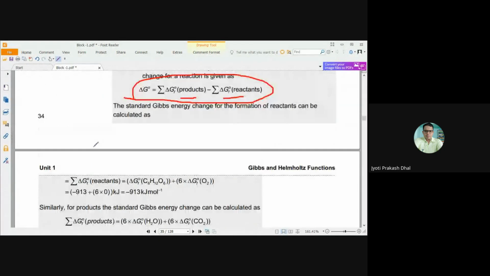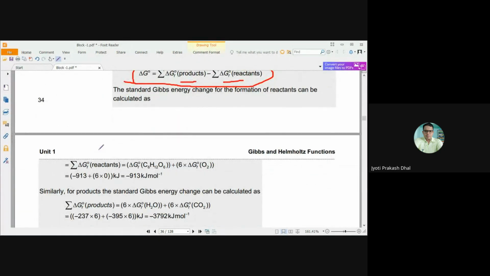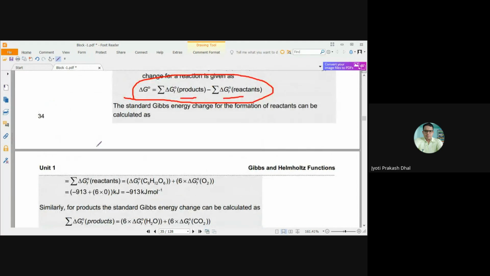First you calculate the del G F naught values of the reactant minus del G F naught values of the product. So one error is there. Here the question can be solved like this: del G naught equals del G F naught values of the product minus del G F naught values of the reactant. So here these are the del G F naught values of the reactants.